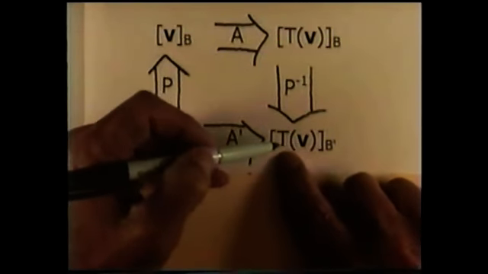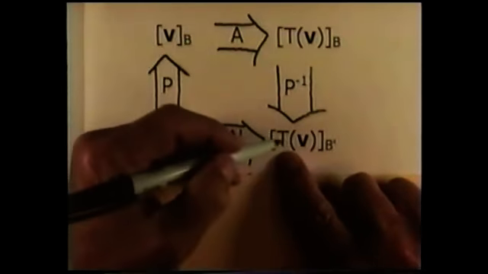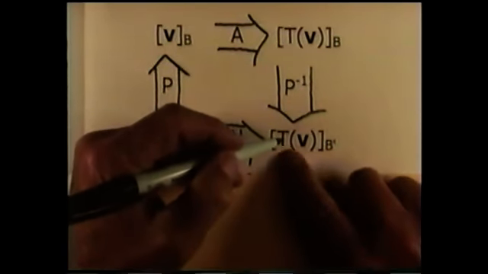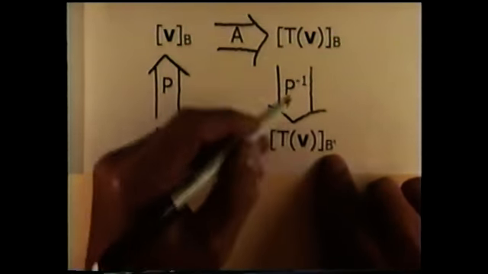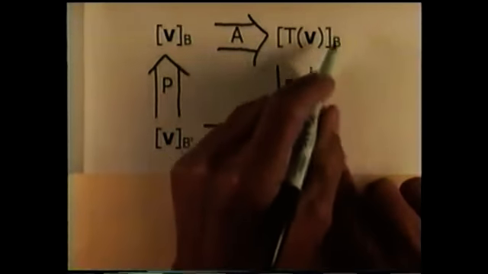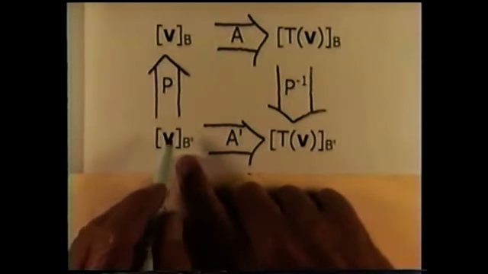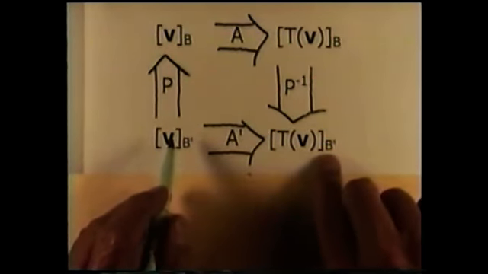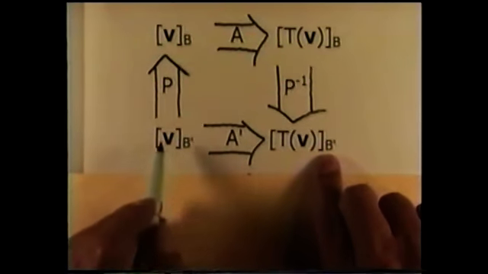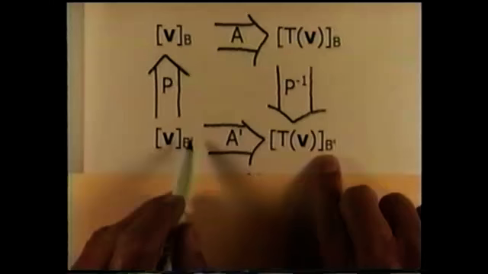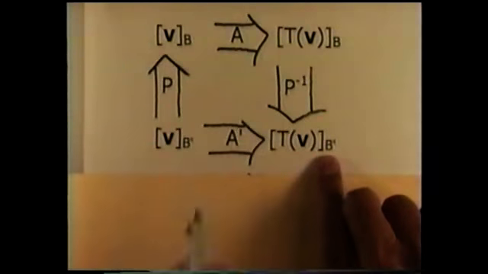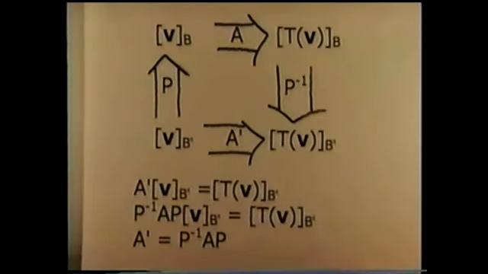The image of V under the transformation T with respect to B prime is going to be P inverse times T of V with respect to B. And we see that T of V with respect to B prime is A prime times V with respect to B prime. So you can see how the chart goes. Now we're just going to read the chart to get an important relationship.